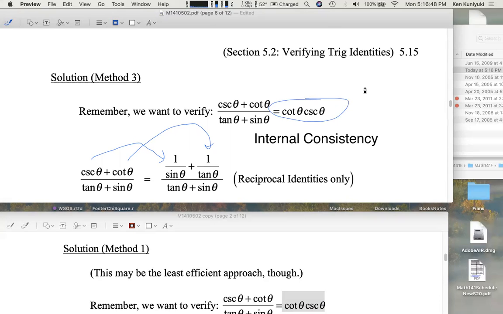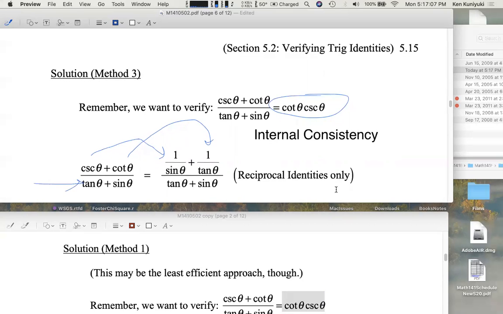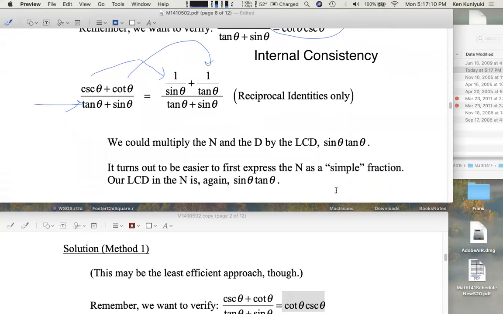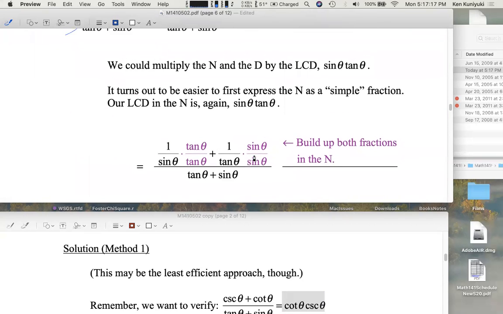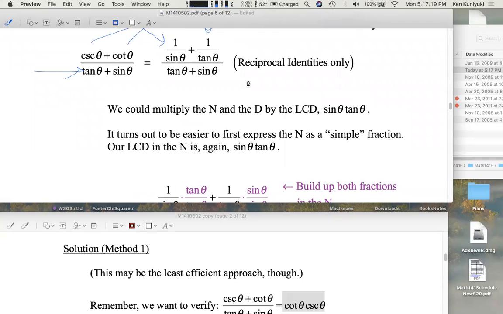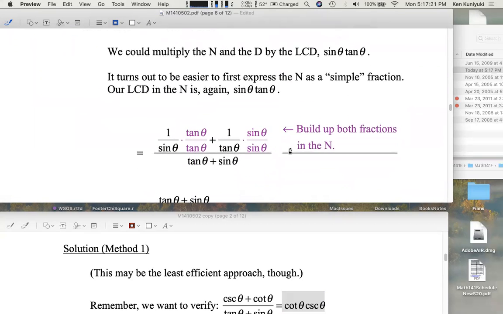Remember, method 4, the better method, I applied a similar strategy, but I got really smart. I made the pieces look like cotangent of theta and cosecant of theta. Here I went the wrong way. I made these guys look like these guys, which I think we're inclined to do early on because we're just more comfortable with these two functions of theta. But anyway, it does work. It takes some more steps. Okay, so I built up these two fractions to get a common denominator up there. Or you could multiply through by the LCD, sine of theta times tangent of theta, like I did in method 4.